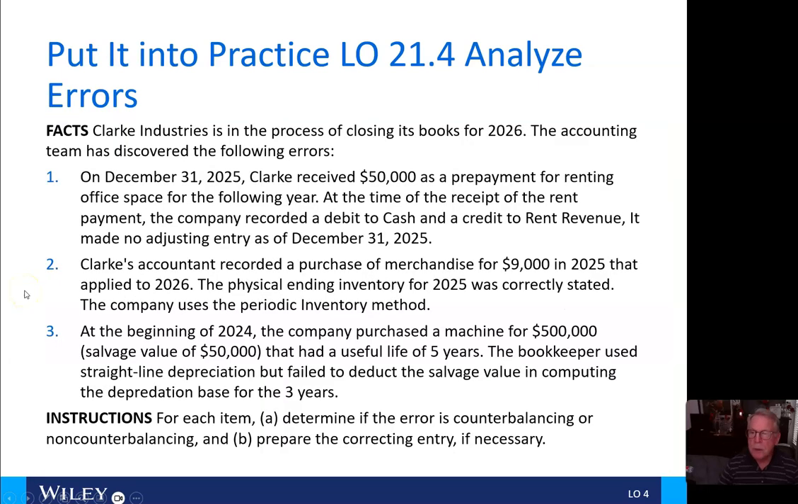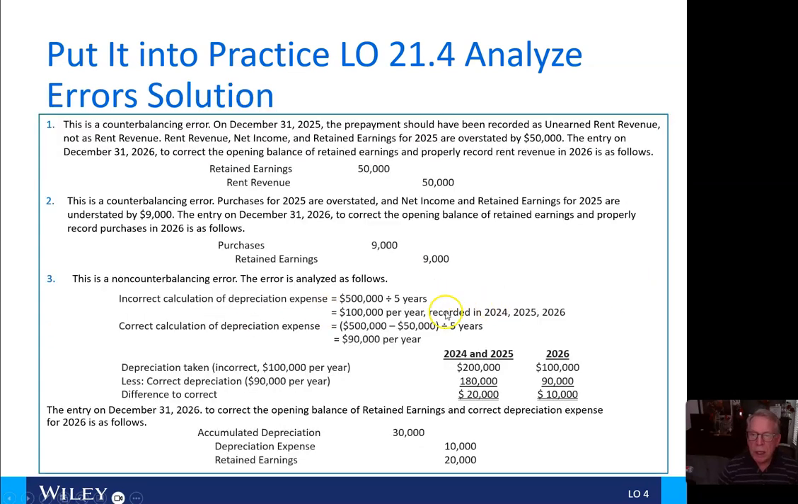Let's go back. This is the purchasing of the machine with a salvage value of $50,000. So we have been recording $100,000 per year. That's $500,000, which should have been $450,000. And we recorded that for 2024, 2025, and 2026. So that should have been recorded at $90,000. That would be $450,000 divided by 5 years.